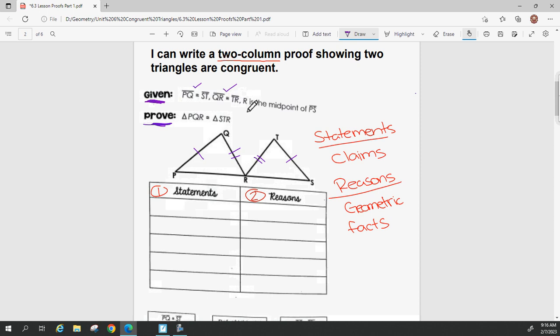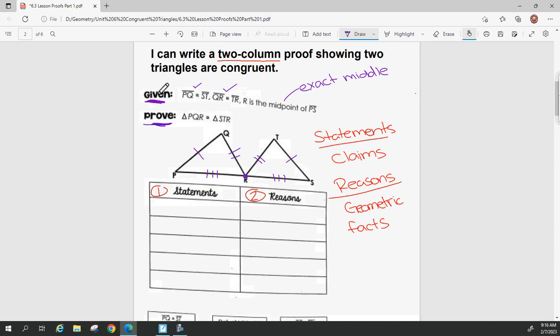And then it says that R is the midpoint of PS. So R is the midpoint of PS, this whole long segment. So we have to understand what it means to be a midpoint here. A midpoint is in the exact middle. If you are on a journey and you are at the midpoint of your journey, that means you are in the exact middle of your journey. That means the part that you've already completed is the same length as the part you need to complete. And so that means that these two segments are also congruent.